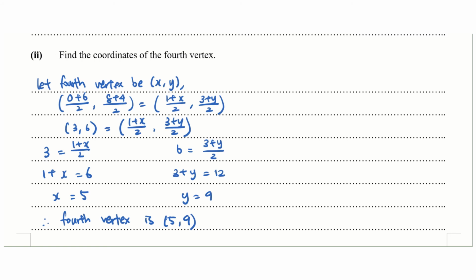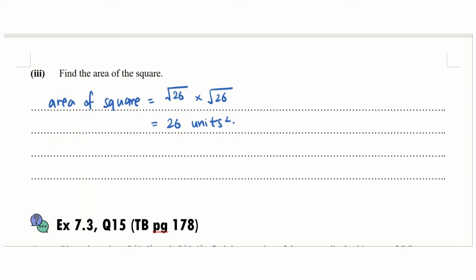Next, moving on to part 2, we want to find the coordinates of the 4th vertex. Since we already have the 3 points, we will use what we have learned earlier in this lesson, which is to equate the midpoints of the diagonals. I equate the x coordinates and the y coordinates, and I will find that x equals 5 and y equals 9, which are the coordinates of the fourth vertex.